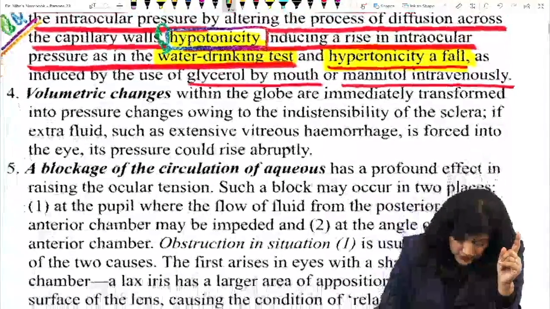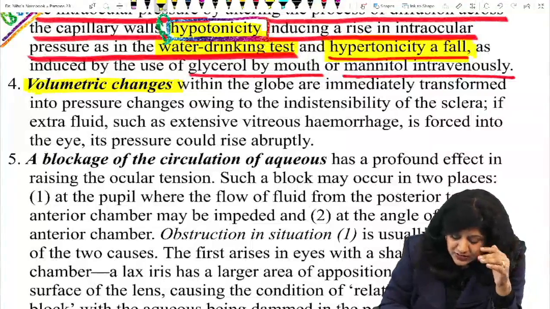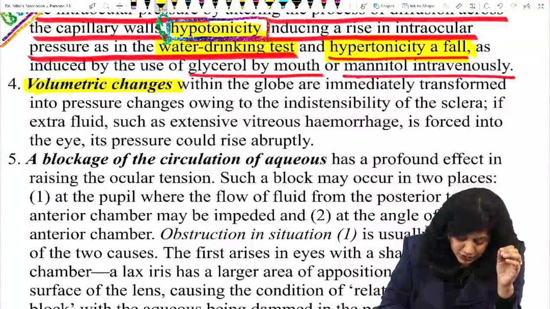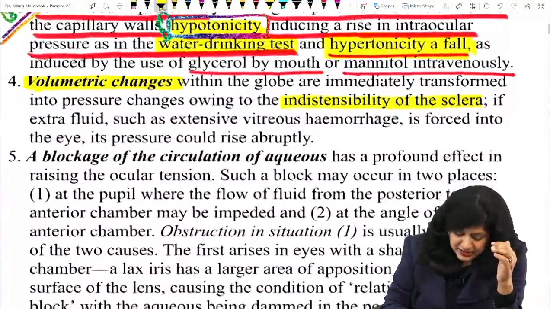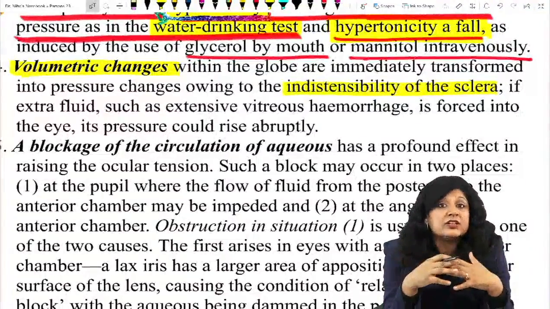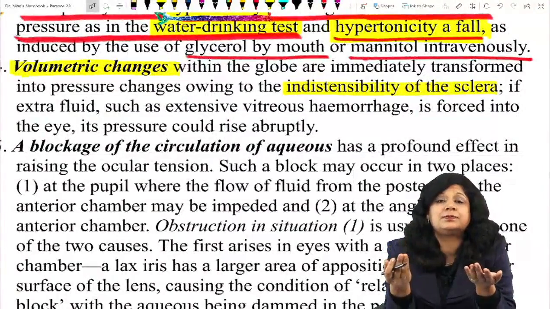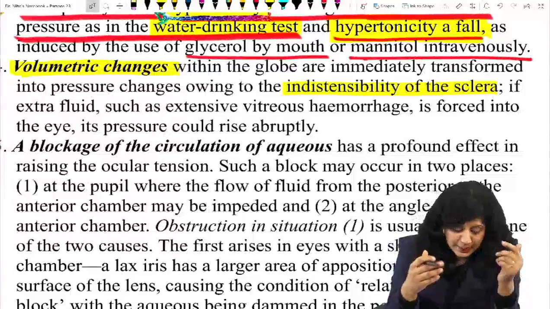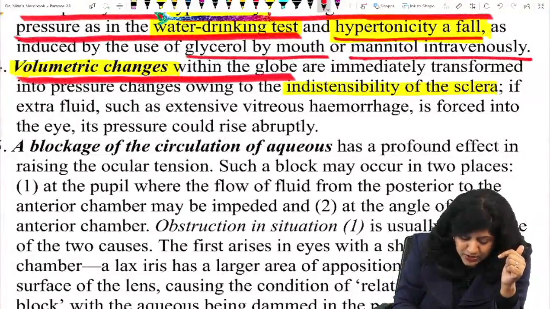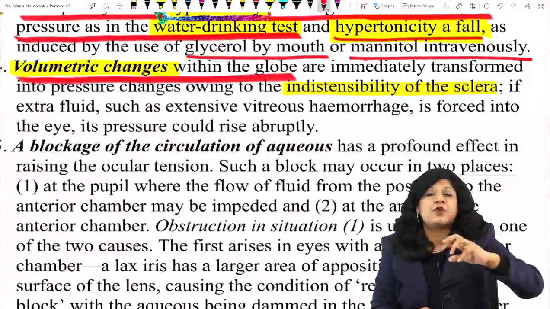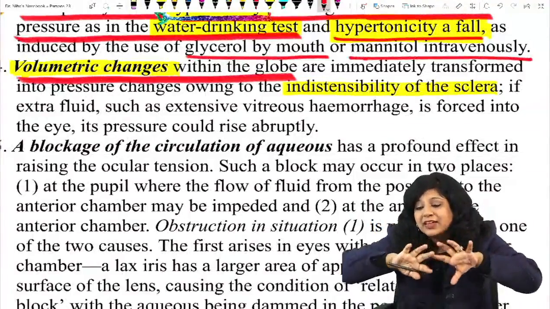All right. Now coming to the other one, that is volumetric changes. Volumetric changes within the globe are immediately transformed into pressure changes owing to the indistensibility of the sclera. Now you know that in adults the sclera becomes rigid, it is not distensible, unlike buphthalmos in the case of children or infants less than 3 years. But in adults, if there is a change in the volume, it is immediately transformed into pressure only, because the volumetric changes cannot be equally distributed and cannot lead to distension of the globe.